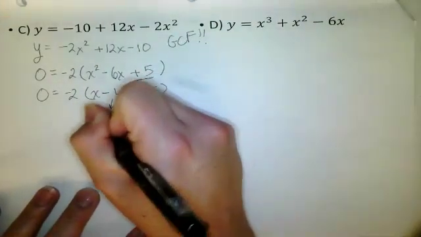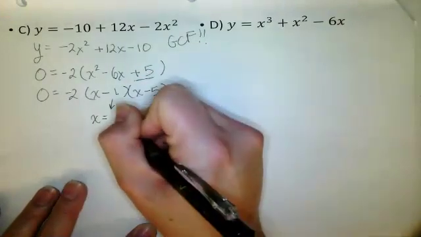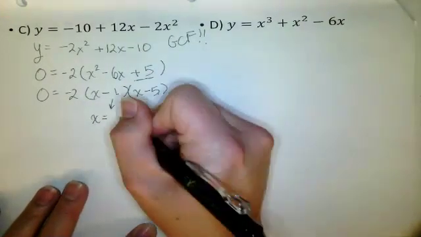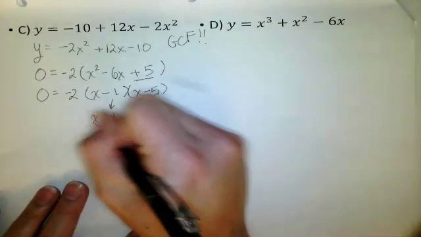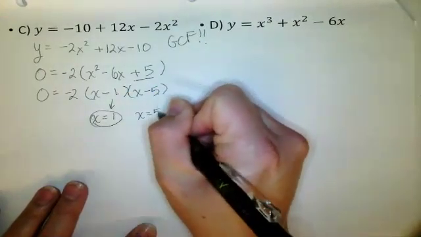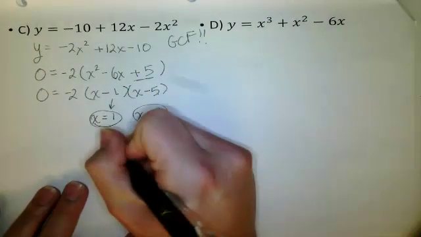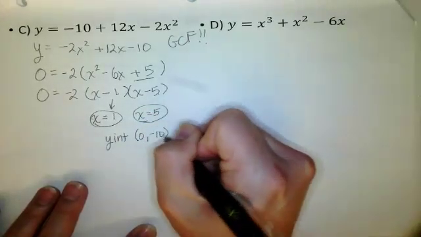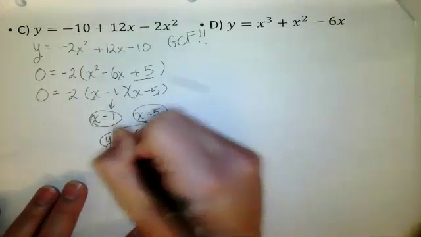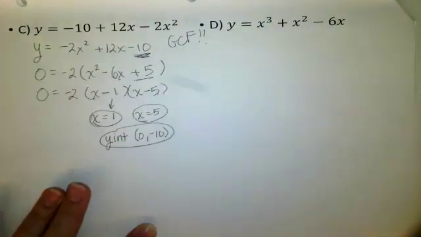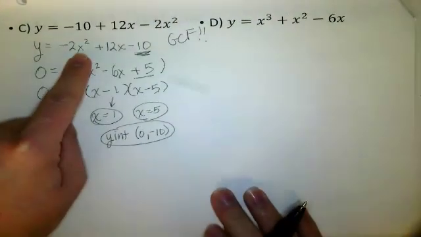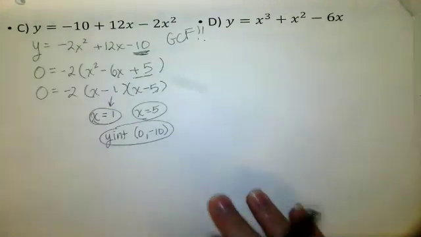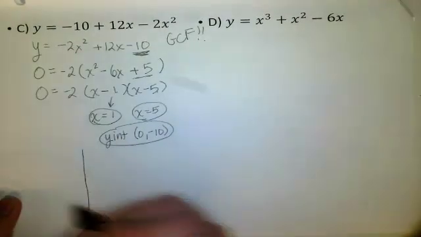So we get solutions for x of 1 and 5. All right. What's the y-intercept? That was -10. 0, negative 10. Very good. Right there, there's that negative 10. And it comes because we actually plug in zeros for x. Easy to get. All right, quick sketch.